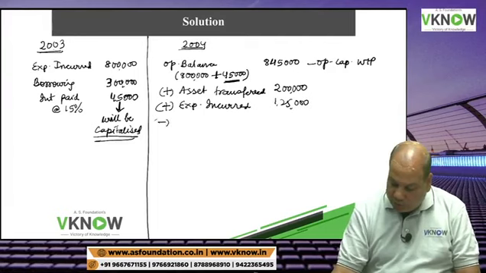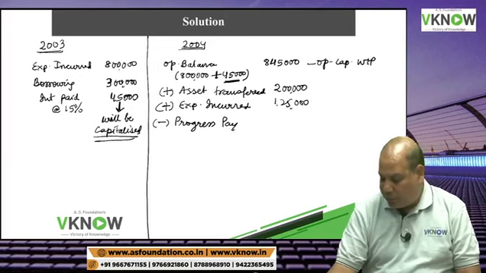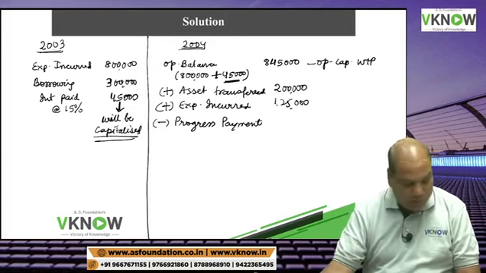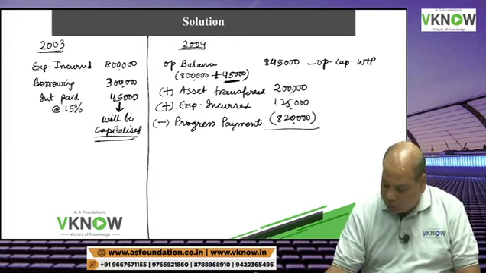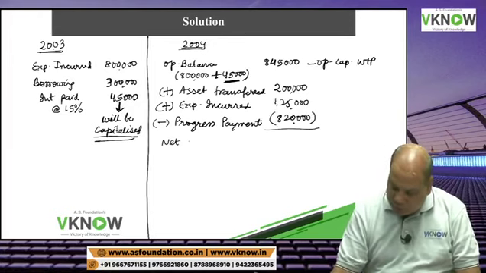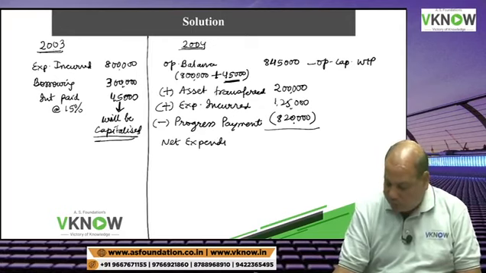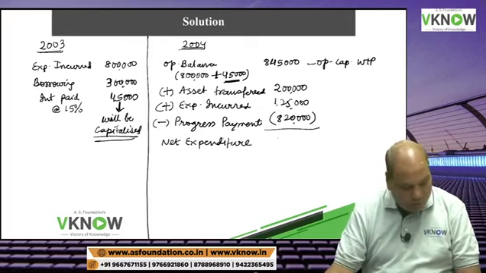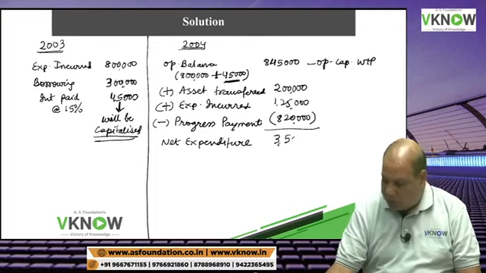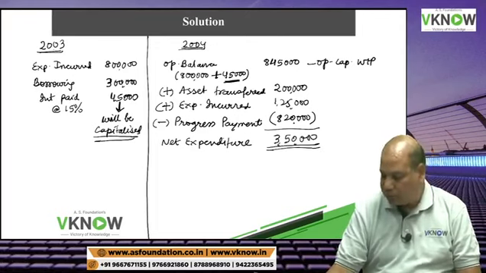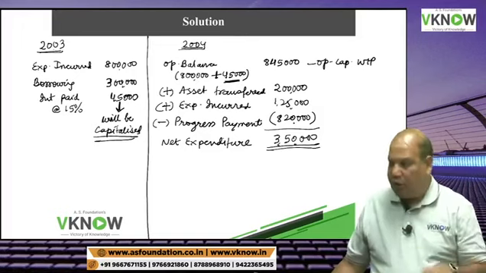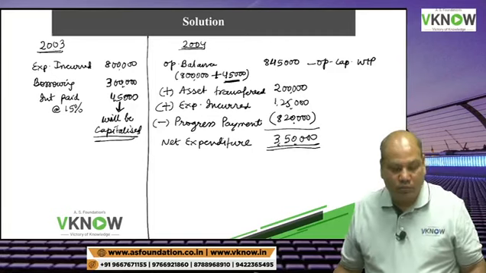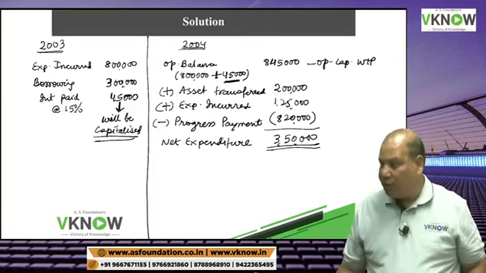But what happened? We also received some progress payment, which was 8,20,000. So now, really speaking, my net expenditure is 3,50,000. Oh my God, my net expenditure is 3,50,000.